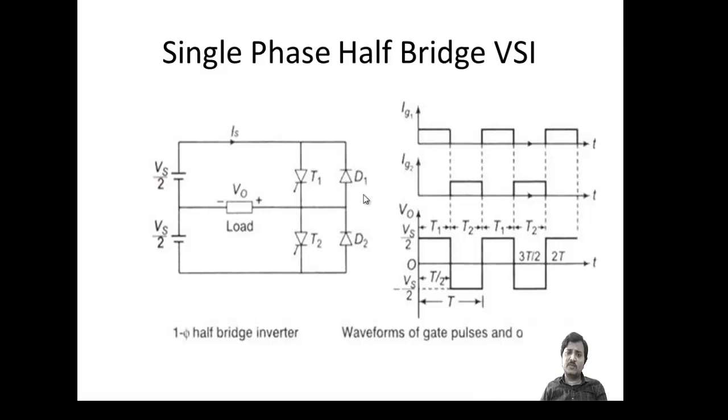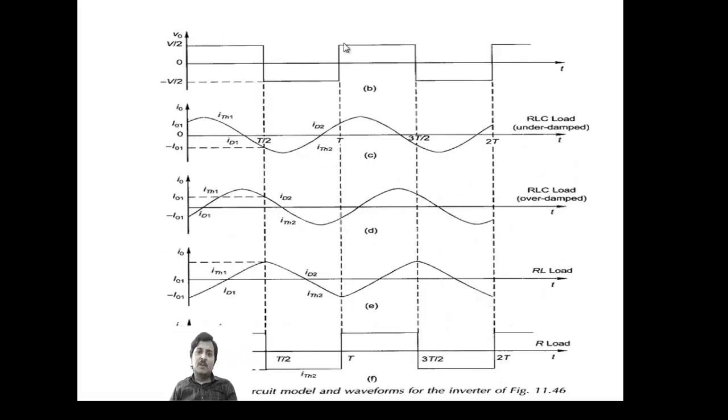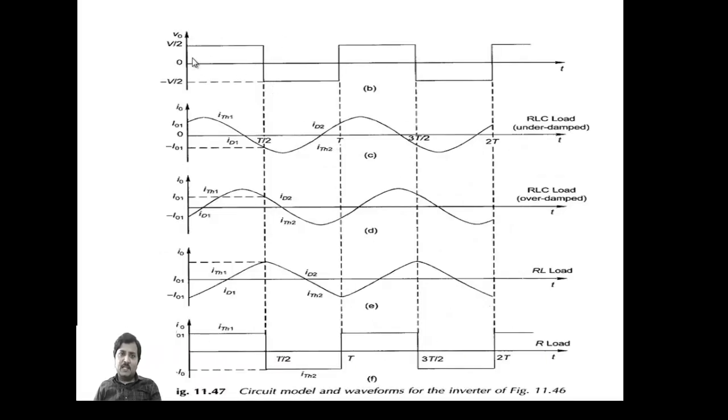There are two diodes which are connected. These diodes are helpful when the load is more inductive in nature. We will see the different cases of RLC loads so that the diode operation will be explained very clearly. So this is the output voltage. In the first mode of operation, thyristor T1 is triggered on, so that Vs/2 will be applied at the load.